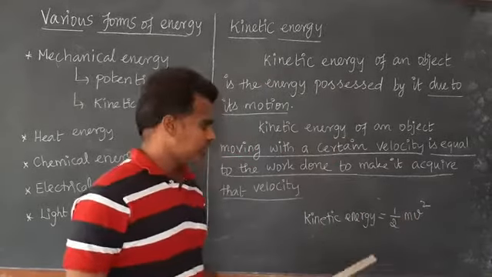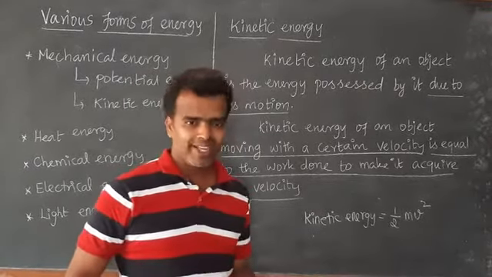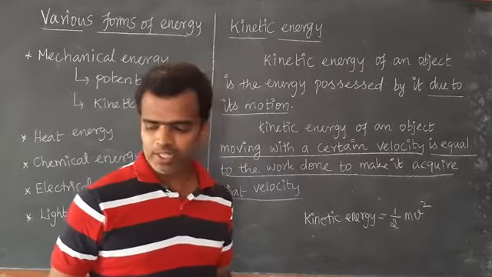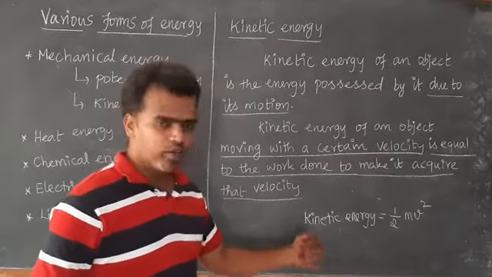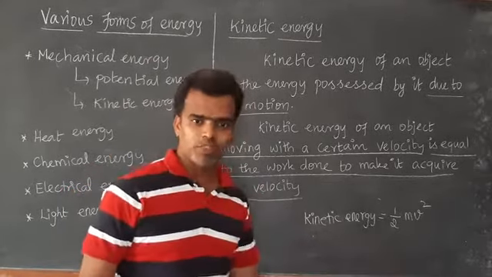Kinetic energy equation is half mv square, where m is the mass of an object and v is the velocity of a moving object. Is it clear? I hope you understand well. Next, we are going to derive this equation, half mv square.